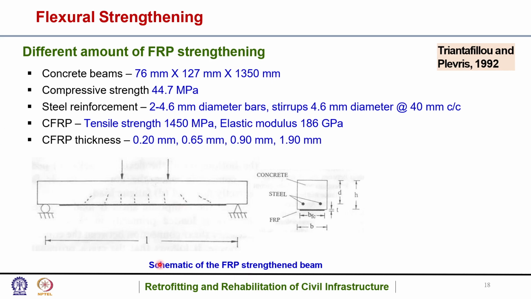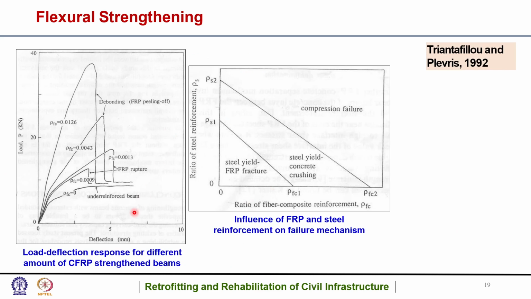So this is the schematic of the FRP strengthened beam. And this is the load deflection response for the different amounts of CFRP strengthened beams. As you can see, the fiber reinforced polymer beams had a high load carrying capacity and lesser deflection. And this is the influence of FRP and steel reinforcement on failure mechanism.